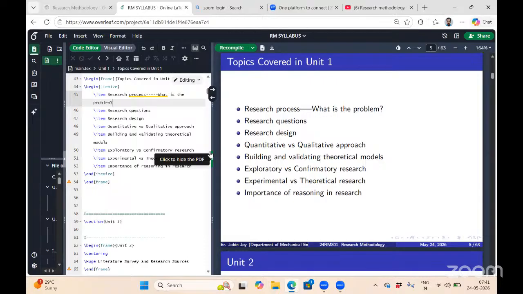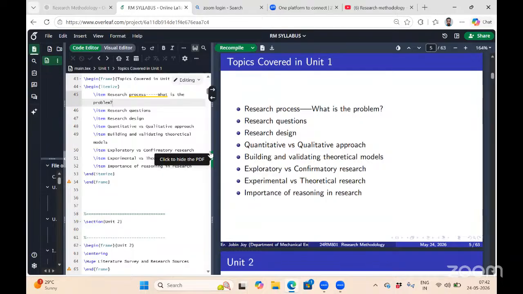For example, a researcher may study how automation can improve manufacturing productivity. After identifying the problem, the researcher conducts a literature review to study previous research papers and journals. The next step is formulating research questions and objectives. For example, does robotic automation reduce production time? Then the researcher develops a hypothesis. For example, automation increases production efficiency.